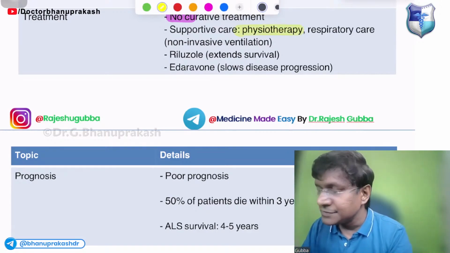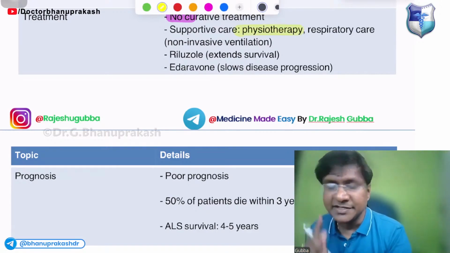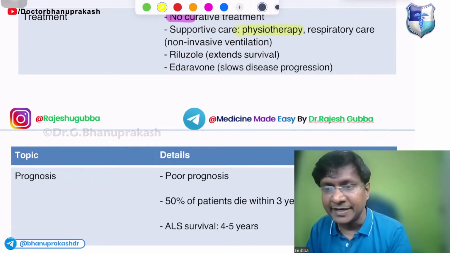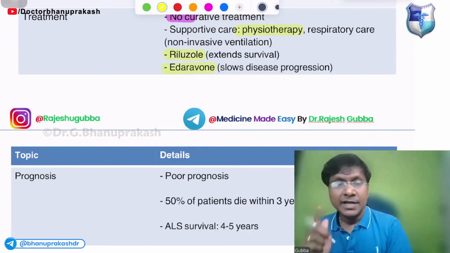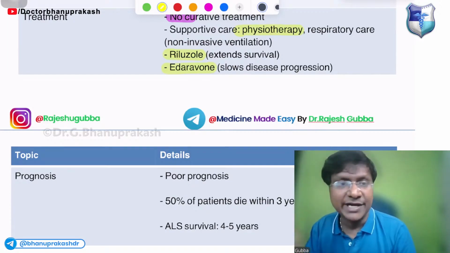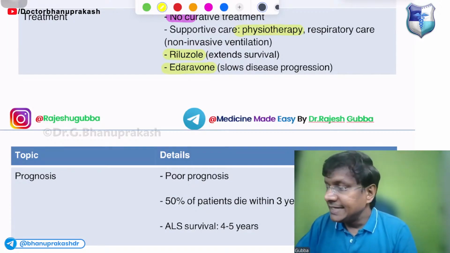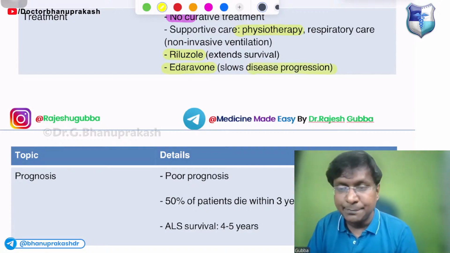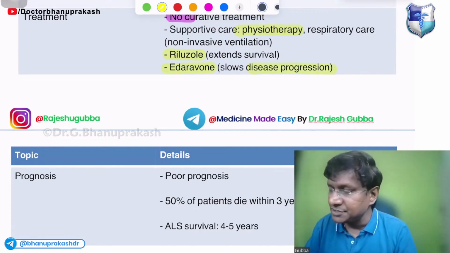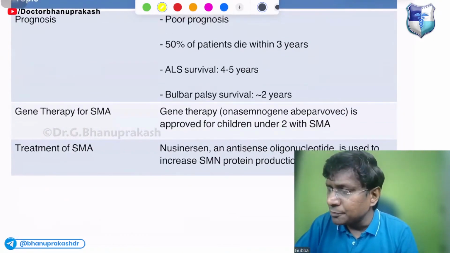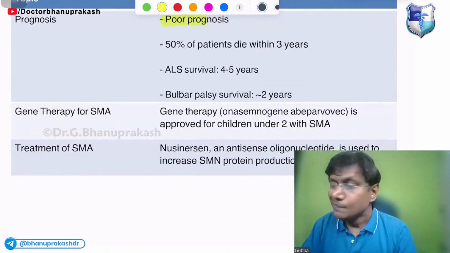That is mainly the physiotherapy, as well as the respiratory care, which has to be given with the help of a ventilator. But there are some drugs, that is riluzole and as well as edaravone. Riluzole will extend the survival of the individual. Edaravone will slow down the progression of the disease. And overall, how is the prognosis in these patients? They have poor prognosis. Prognosis is not good.